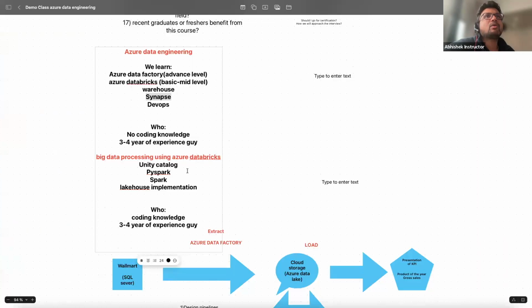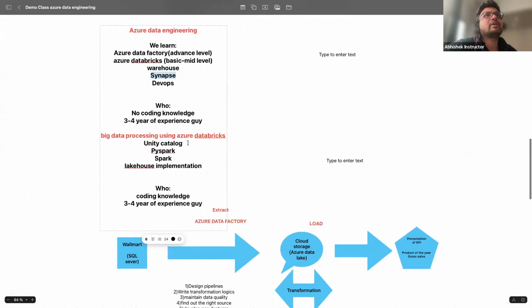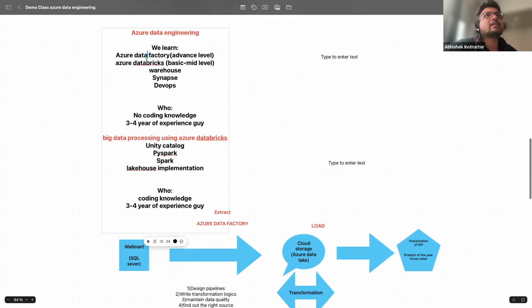Now, if you want to understand in a very simple manner, this is written in a very simple manner. In the Azure Data Engineering course, we'll learn about Data Factory at an advanced level. We'll learn about Databricks at a mid to basic level, and warehousing, Synapse, and DevOps will be given.